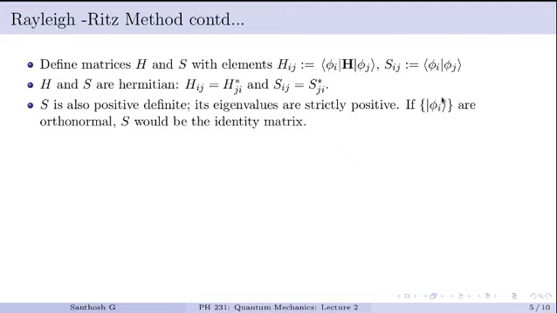Now consider the simpler case where the set of vectors phi i are orthonormal. In that case, the inner product of phi i with phi j is the Kronecker delta of i and j, and then Sij would be delta ij, and the matrix S would be the identity matrix. So the eigenvalues are all 1, non-zero and positive.